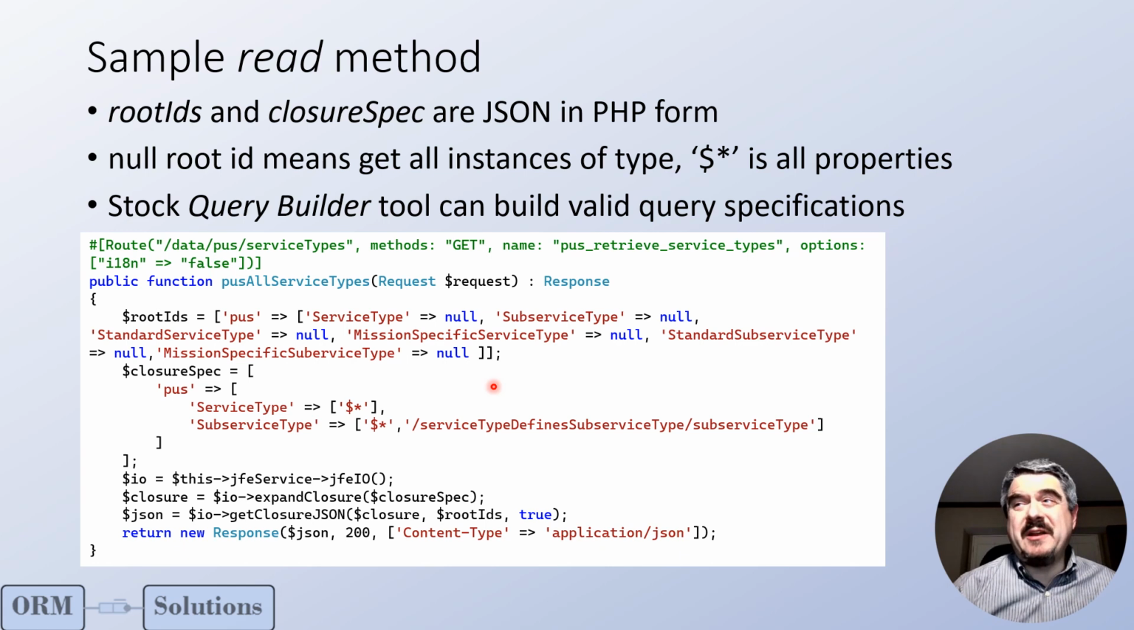Although you have one write, normally you'll have multiple read methods depending on what kind of data you want back. And this is how you go about it. So you use the tool, you produce the JSON, you copy it as PHP, you paste it in here, and you run these lines, and then you say, how do I want to retrieve this? So data PUS service types. This one happens to have no arguments into it because it retrieves all of them.